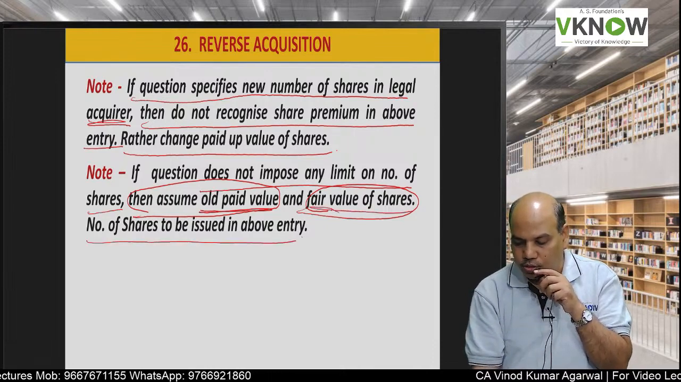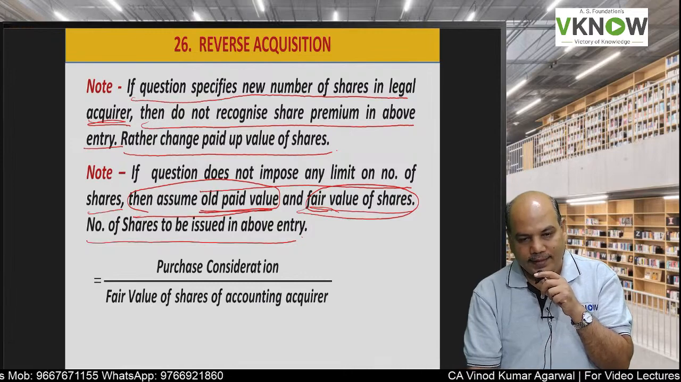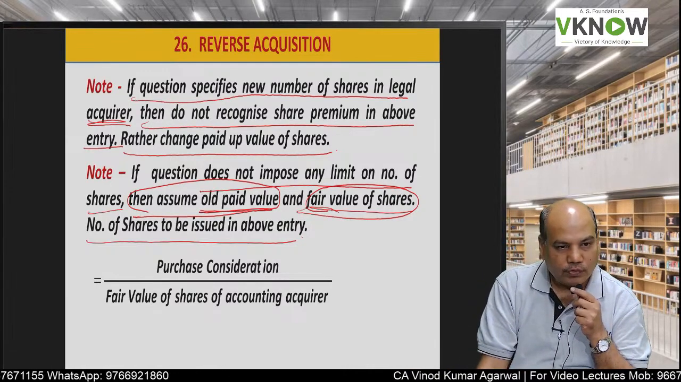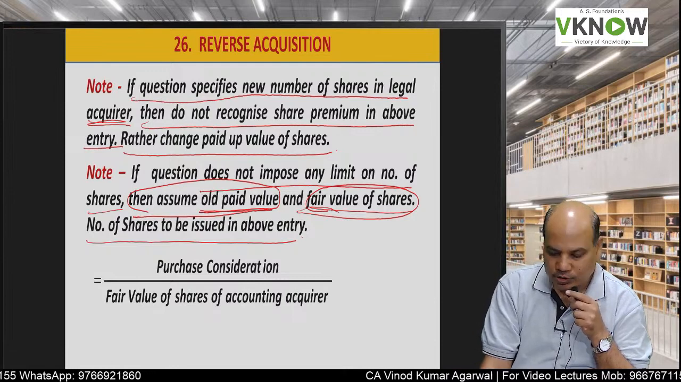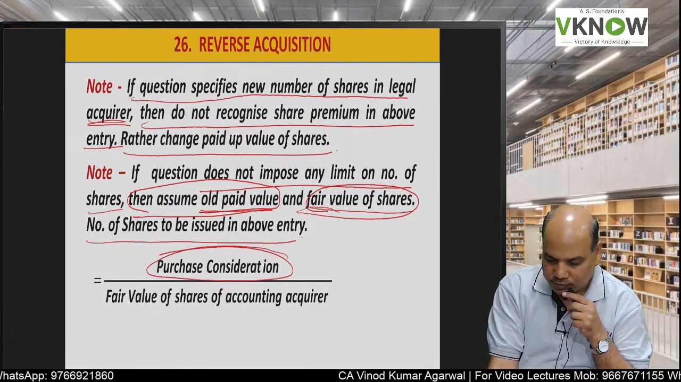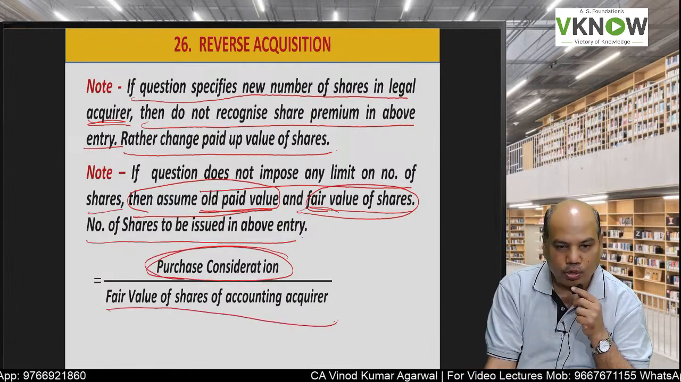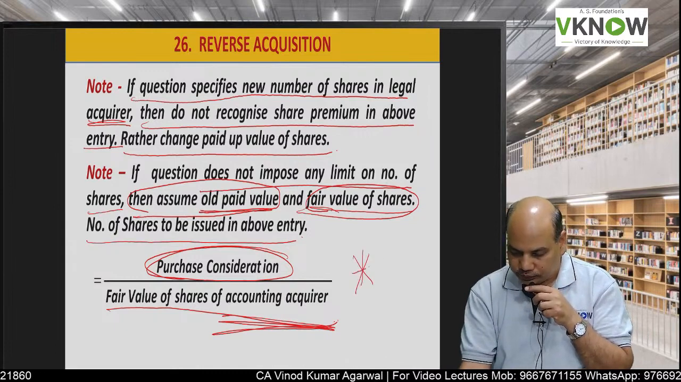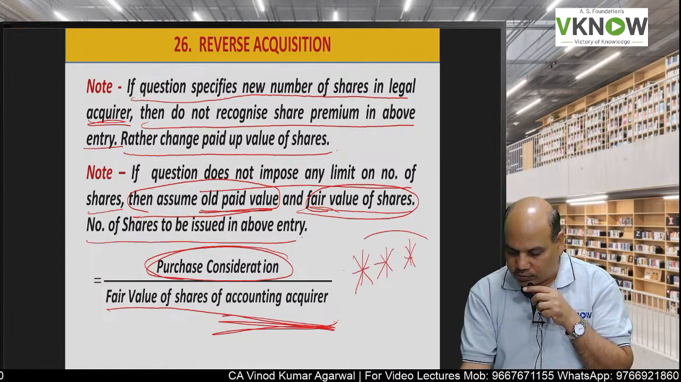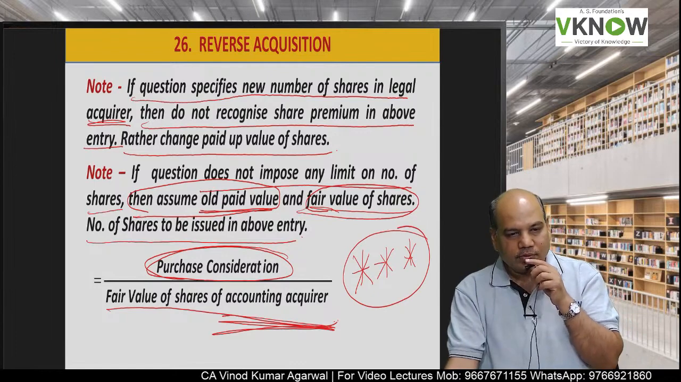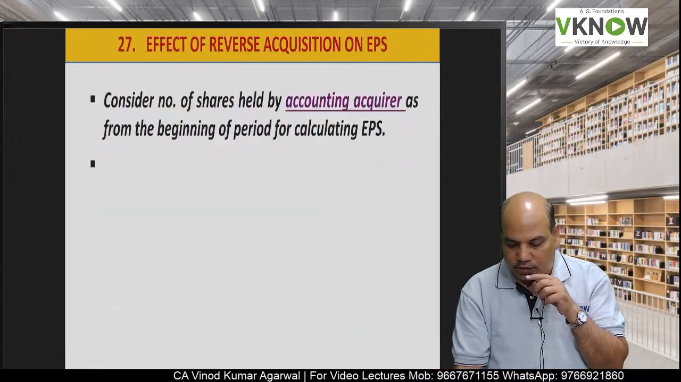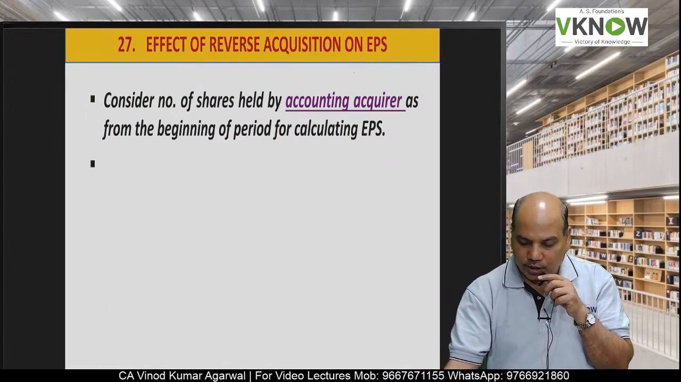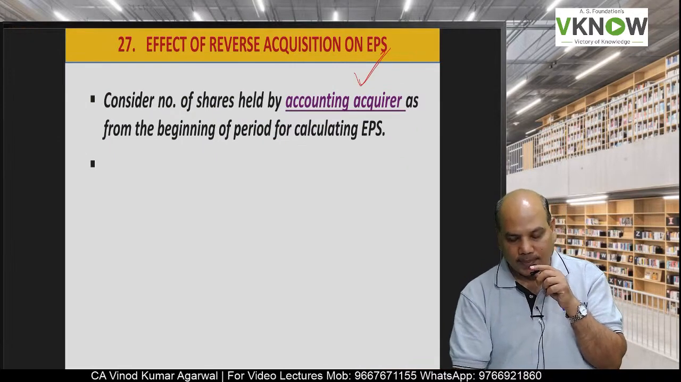Number of share to be issued will be, in case of reverse acquisition, if the institute does not give you number of share, then the number of share issued will be purchase consideration divided by fair value of accounting acquirer. Very important. In one or two exams, students who have appeared will remember this question was asked in a reverse acquisition. Now the last part is EPS in case of reverse acquisition.